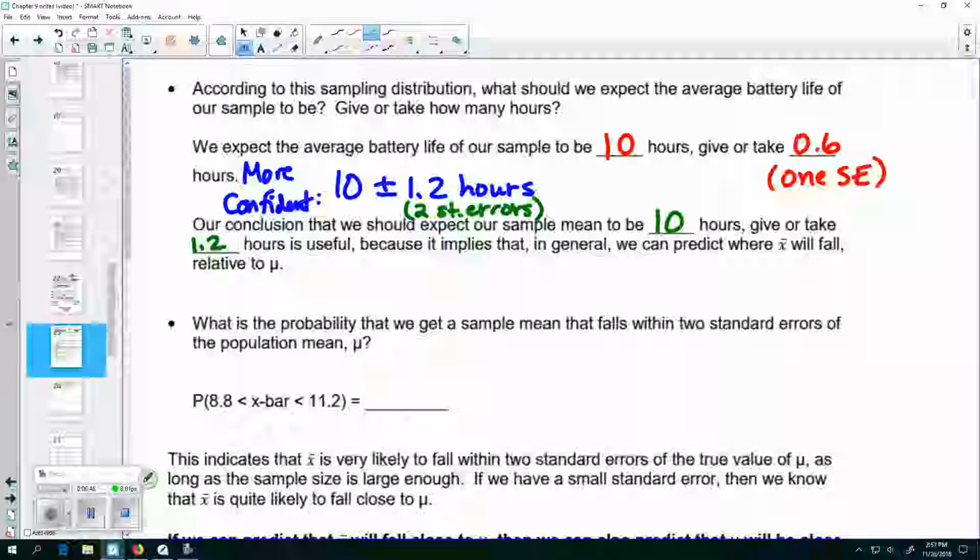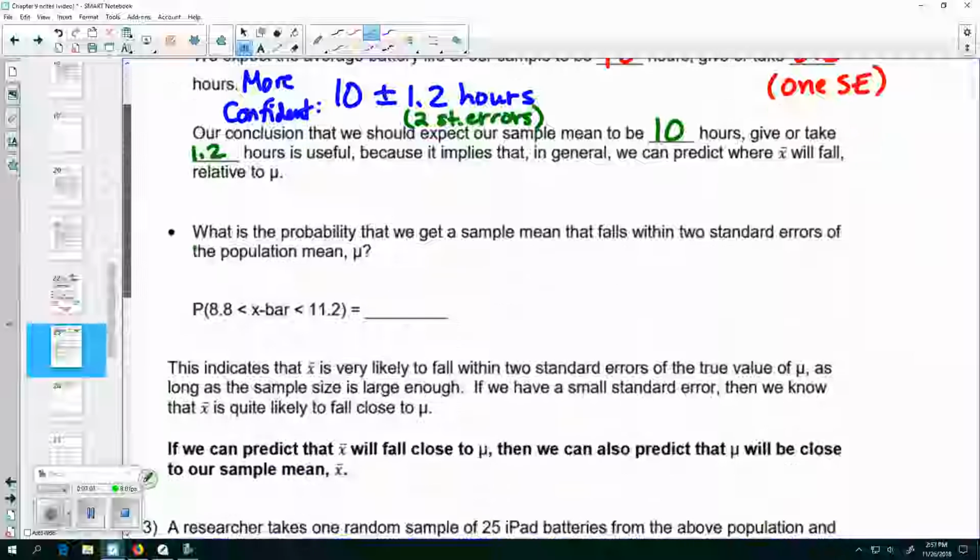That conclusion is useful because it implies that in general, we can predict where X bar will fall relative to mu. We can predict where our sample mean will fall relative to the population mean. Okay. In fact, what's the probability that we get a sample mean that falls within 2 standard errors of the population mean mu? Well, remember from your empirical rule that approximately 95% of the time we should get a result within 2 standard deviations, or in this case 2 standard errors, of the center of the distribution, or the population mean.